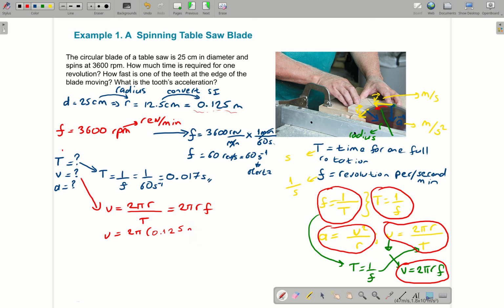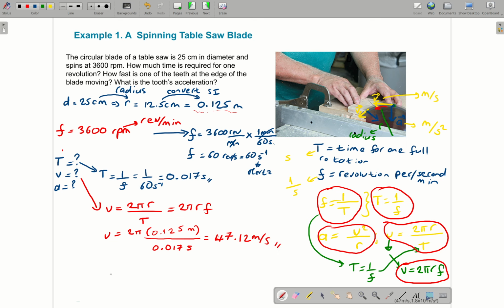Minutes, not minutes, meters. I got lost here for a second. And divided by the period, 0.017 seconds. And once I do that, I should get a value of 47.12 meters per second. So now I got my speed too.